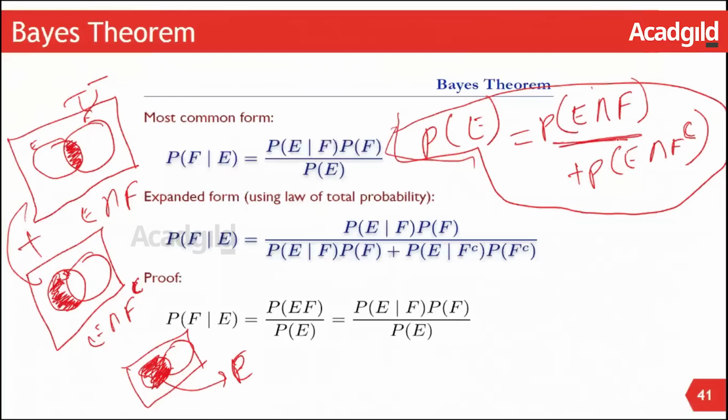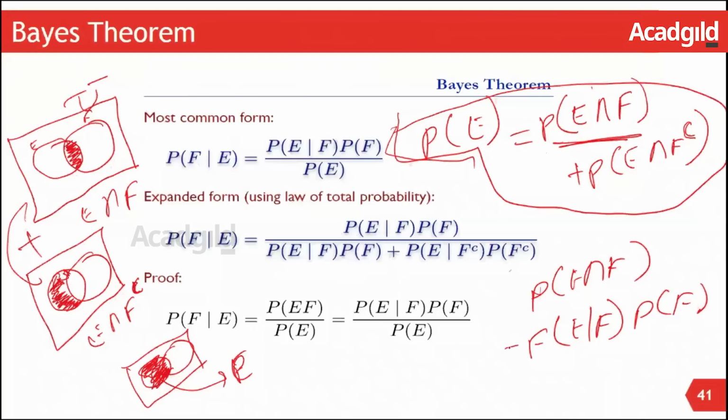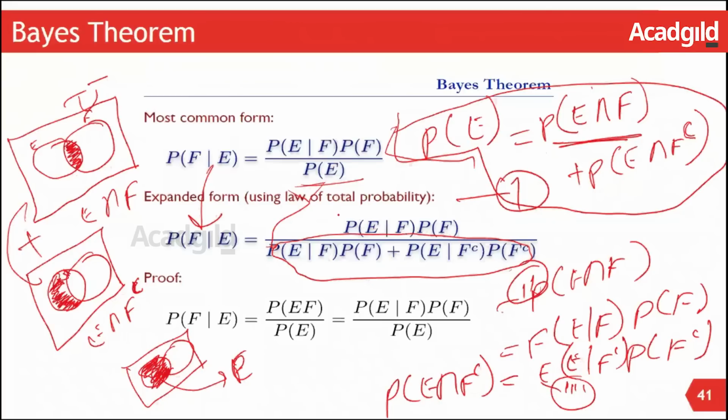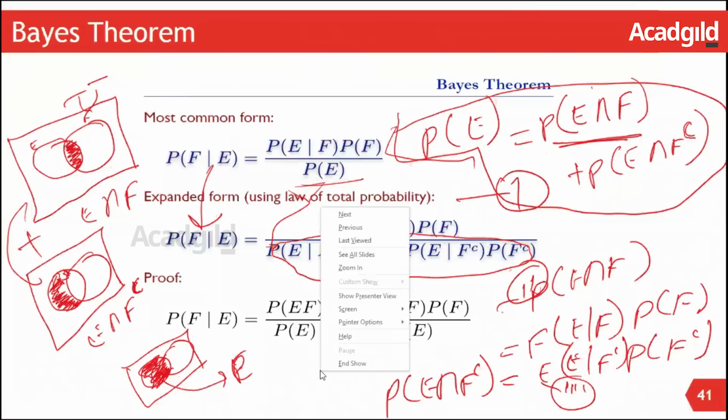And we already have a formula for this. For any P A intersection B, we can write it as probability A given B times probability of B, or probability B given A times probability of A. So we write probability of E intersection F as probability of E given F times probability of F. Similarly, we write probability of E intersection F complement as probability of E given F complement times probability of F complement. So combining this equation 1, this equation 2, this equation 3, we substitute 2 and 3 in 1 to get this denominator over here as a replacement of probability of E. Okay, so the numerator remains the same when we move from here to here, but the denominator gets expanded as explained above. This is called the Bayes theorem.